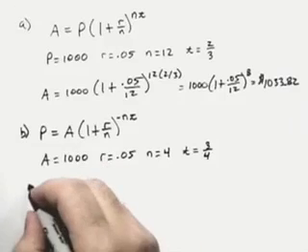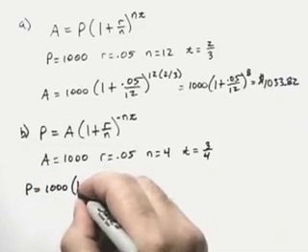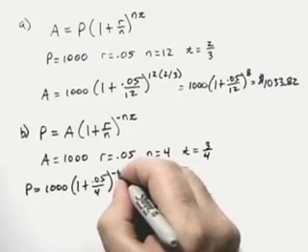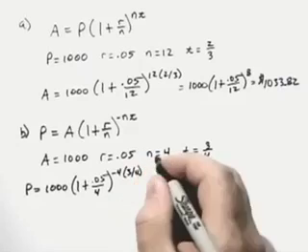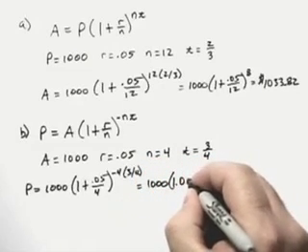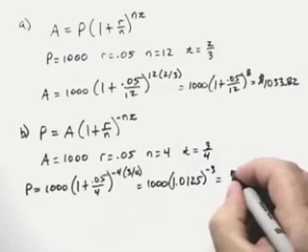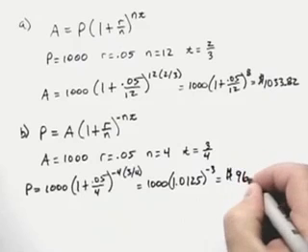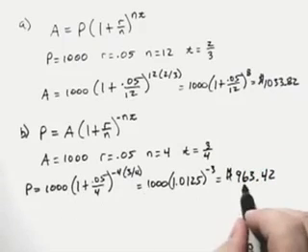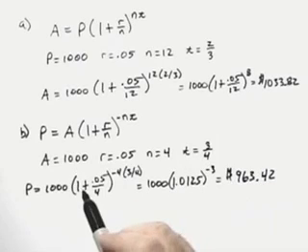Plug these values into our formula. P is equal to 1,000 times 1 plus 0.05 over 4 raised to the negative 4 times 3/4 power. So that will be 1,000 times 1.0125 raised to the negative 3rd power, which is equal to $963.42. So if we invest $963.42 right now, in 9 months we will have $1,000.